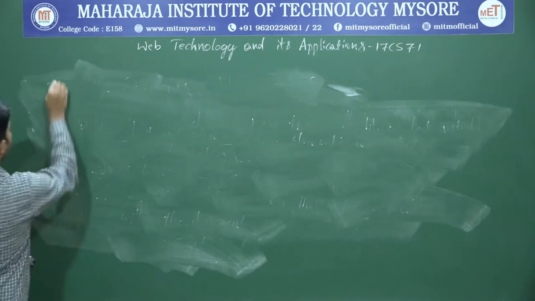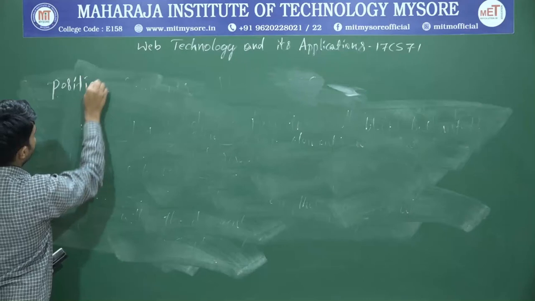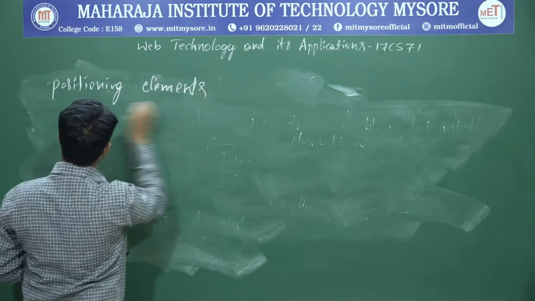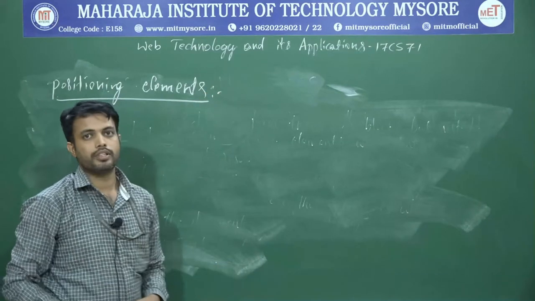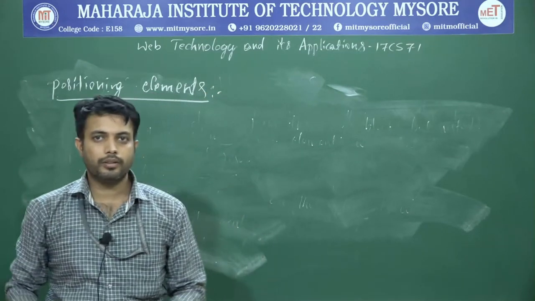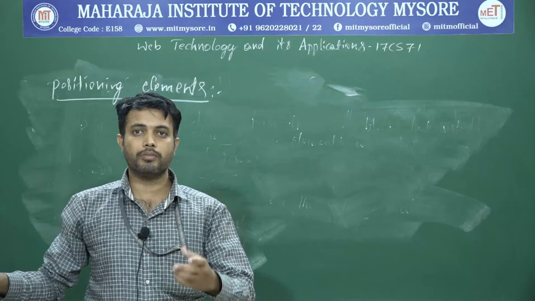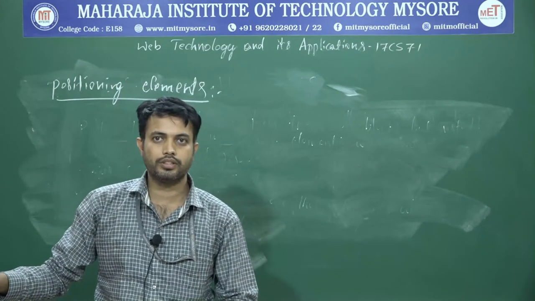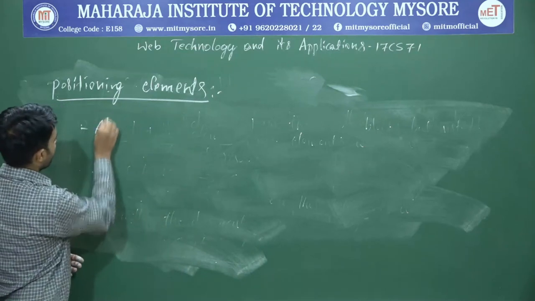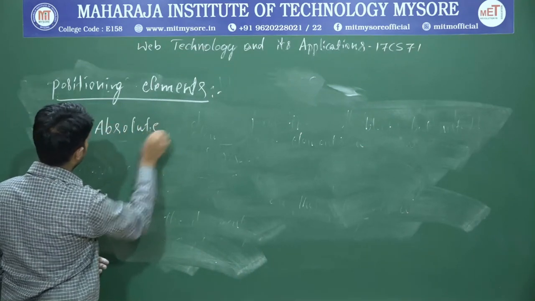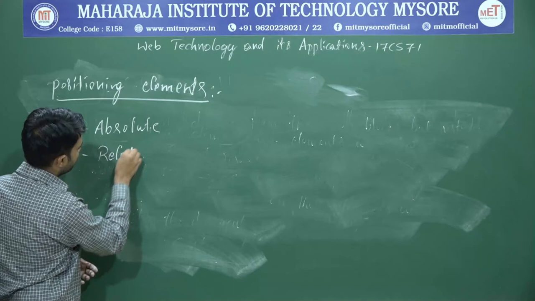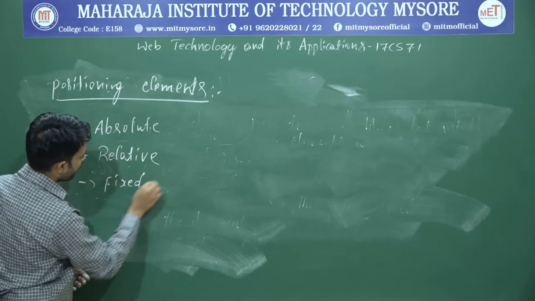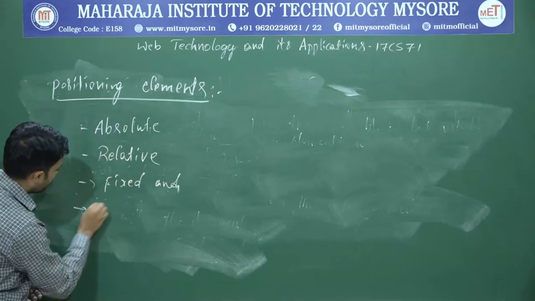Next topic, positioning elements. Positioning elements is nothing but we can position our elements on a web page. There are 4 types of positioning: one is absolute, relative, fixed, and the last one is static.